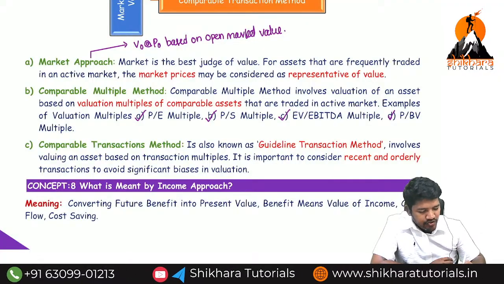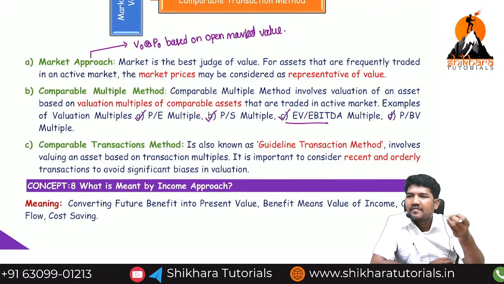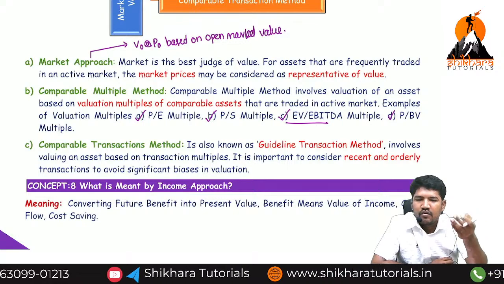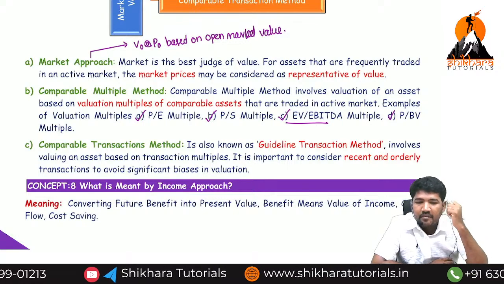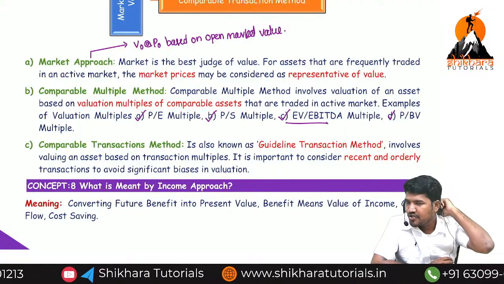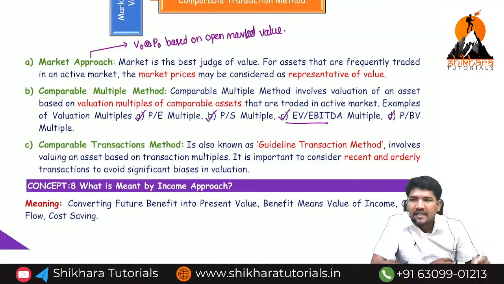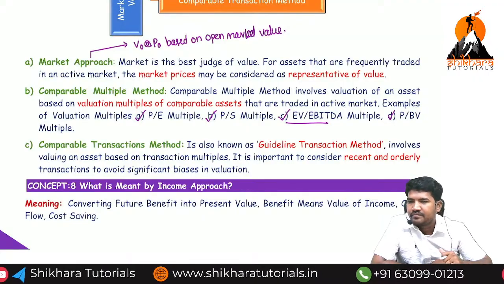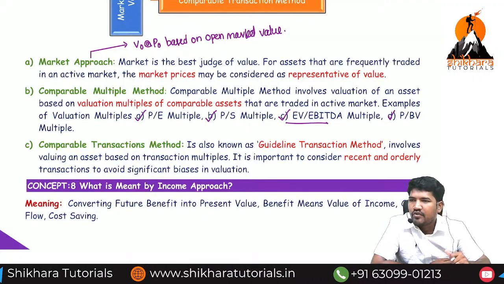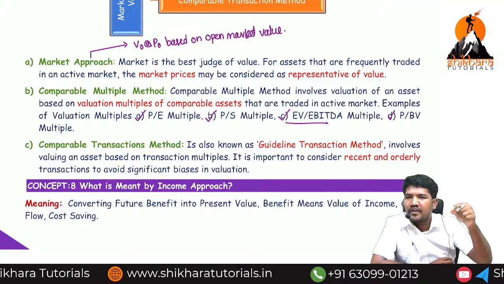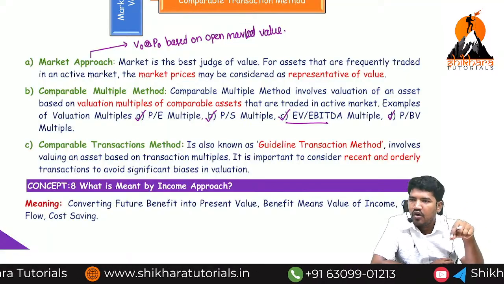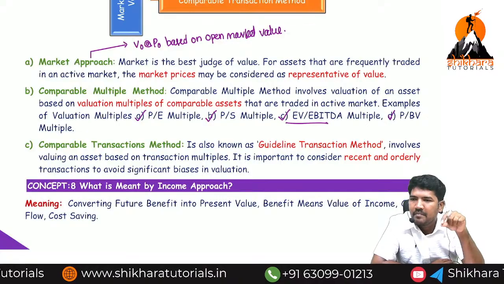The EV multiple expresses enterprise value divided by EBITDA. You know the full form of EBITDA: earnings before interest, tax, depreciation and amortization expenses. Now the PBV ratio means price to book value ratio. By using these ratios, we figure out the value of a company; this is called the comparable multiple method.